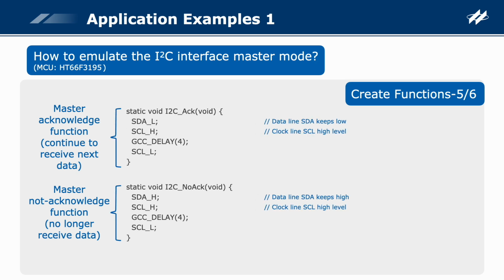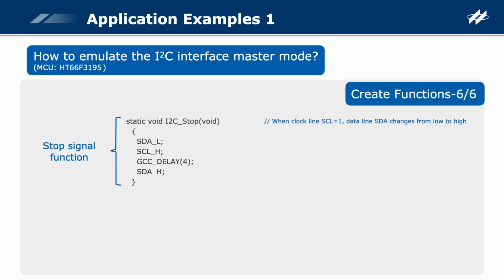The acknowledge function refers to that the master controls the data line SDA to remain low during the SCL high level period. The not acknowledge function refers to that the master controls the SDA line to remain high during the SCL high level period.